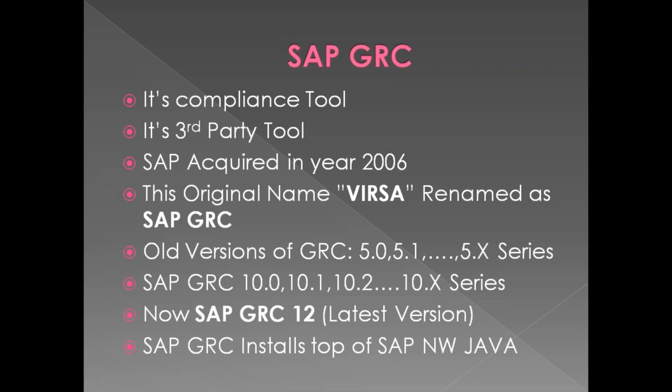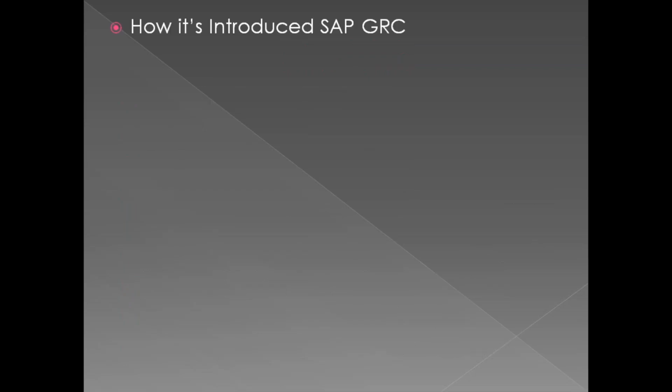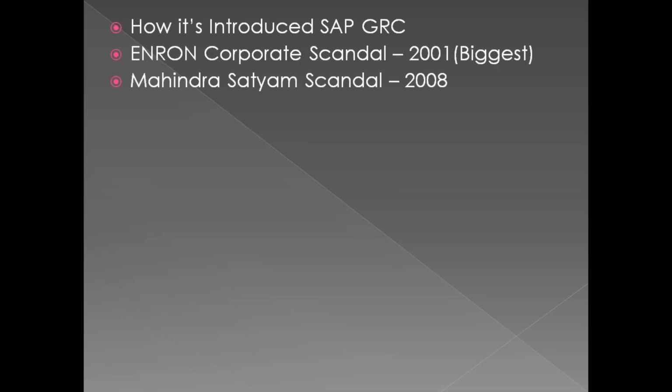Let me introduce SAP GRC. How was it introduced? It was introduced because in 2001 we had a huge scandal, the Enron corporate scandal, a massive financial fraud. From the Indian perspective, we can discuss the Satyam scandal, Mahindra Satyam, now Tech Mahindra.